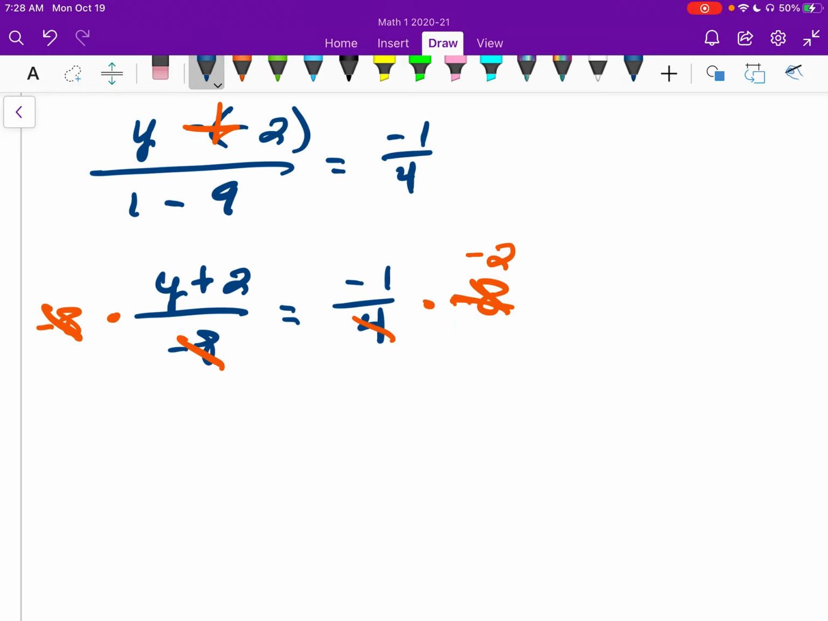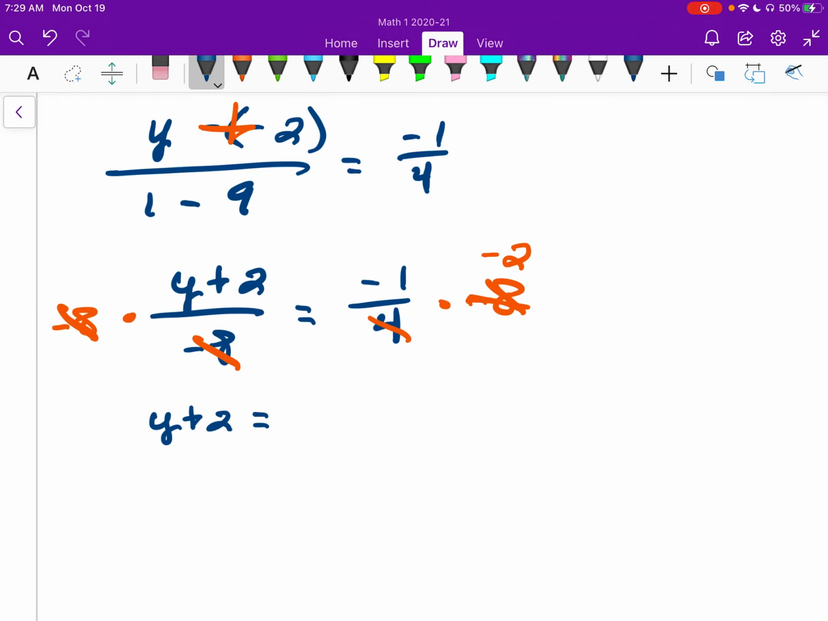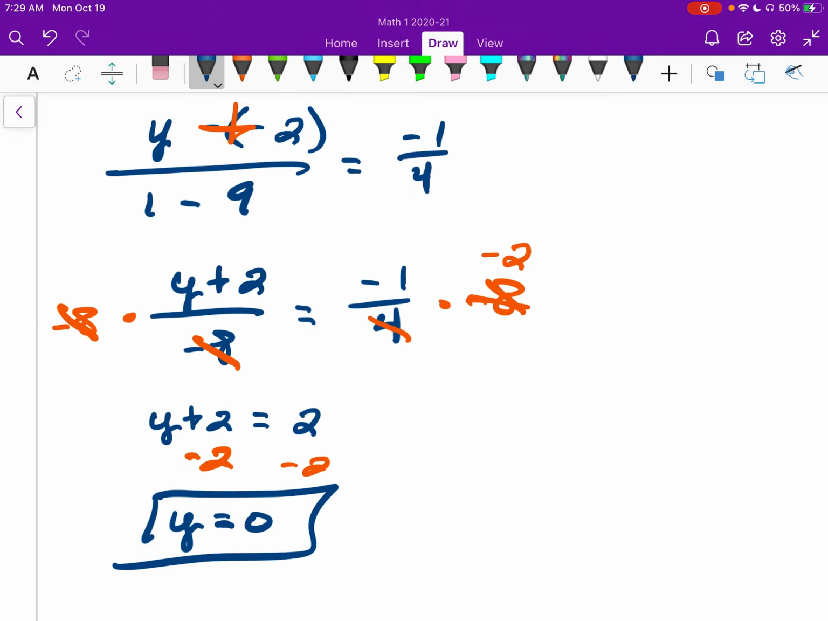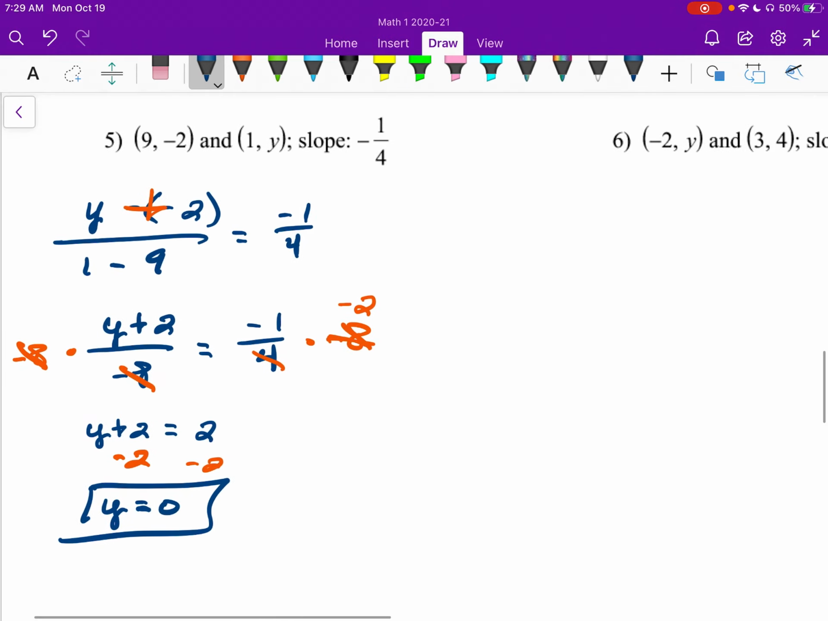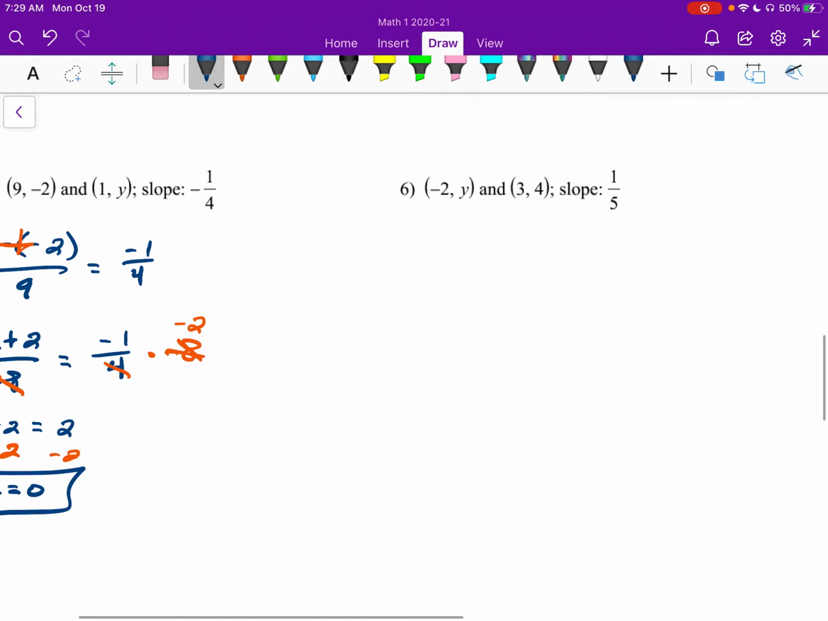So now I have y plus 2 equals, and I have a negative 1 times negative 2, which gives me a positive 2. I can subtract 2 from both sides, and I get y equals 0. Now I know the last two problems have given us y equals 0, but that's not always going to be the case, and number 6 will be a good example of that.